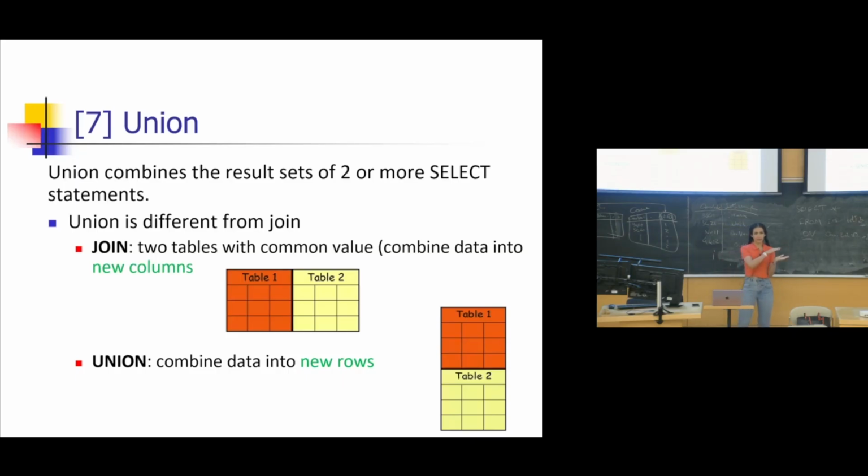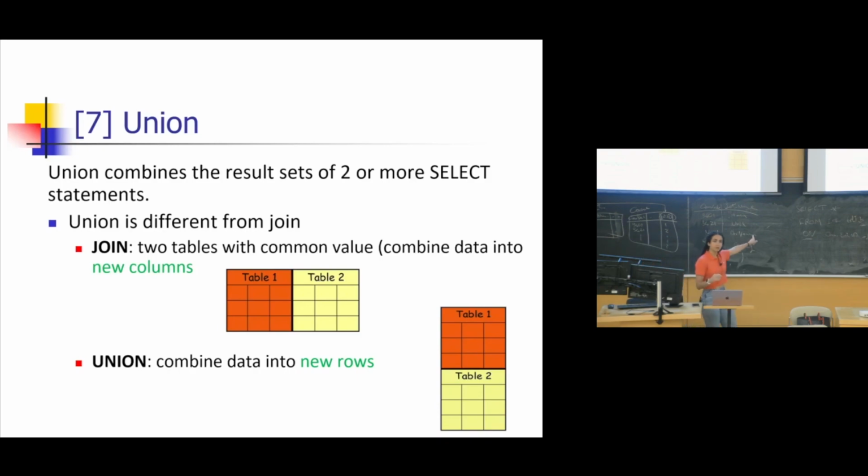So it extends the table horizontally, right? Because it just adds to the columns. Two tables with a common value combine data into new columns. This is the join. But union is when you combine data into new rows. So you have this table, right? You add the data from table 2.